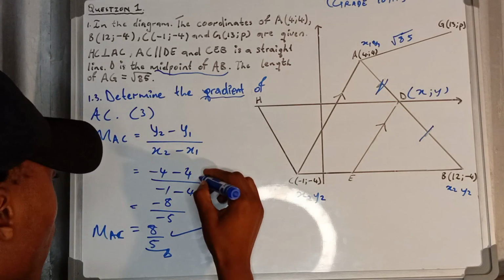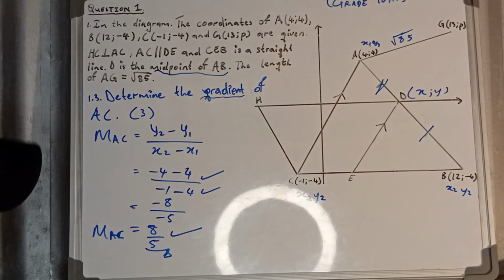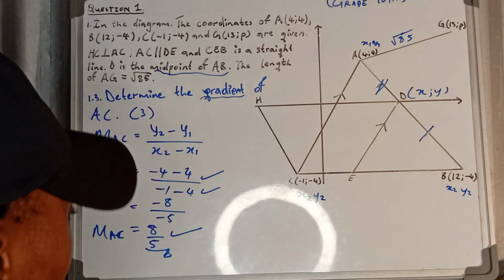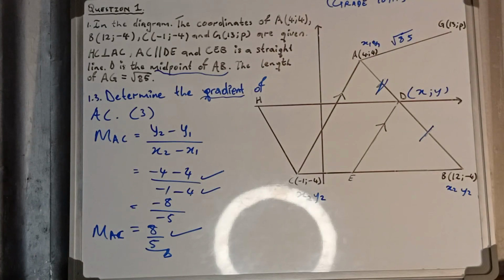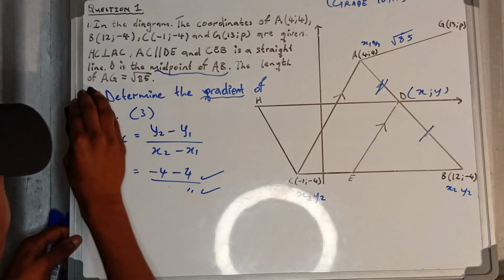1 mark for correct substitution, and that will be the very same thing. 1 mark for correct substitution on the change in y and the change in x. I hope you are following. Let us move to question 1.4. You cannot be failing this, guys.